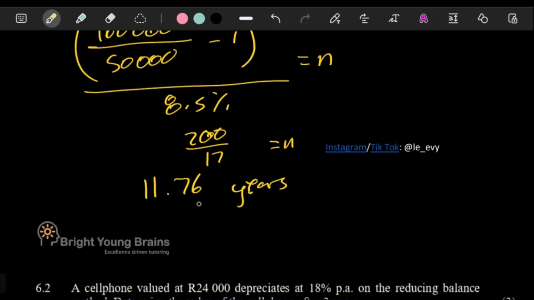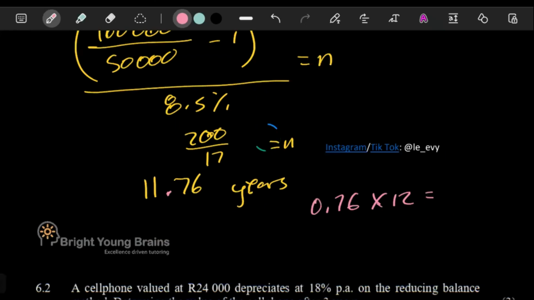But the one thing is, if you ever want to convert your years to something you can write as years and months, all you do is remember this 0.76. You can just convert it to months by saying 0.76 times 12 gives you how many months this represents. So let's see what that gives us in the calculator. 0.76 times 12, that's going to give us 9.